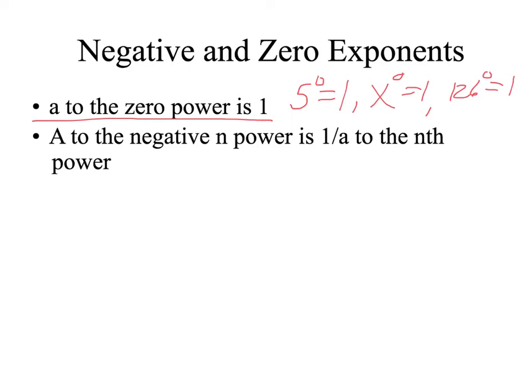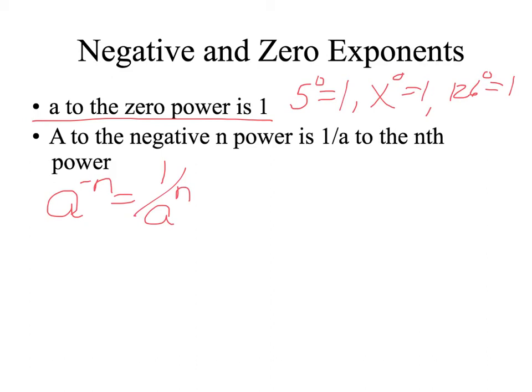Negative exponents, on the other hand, are really not any more challenging. We just have to wrap our heads around it a little bit more. What it's saying is a to the negative n power is 1 over a to the nth power. So a to the negative nth power is 1 over a to the nth power.